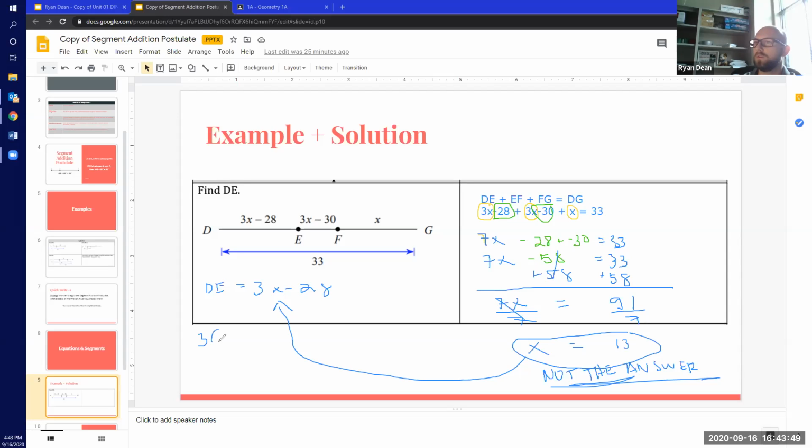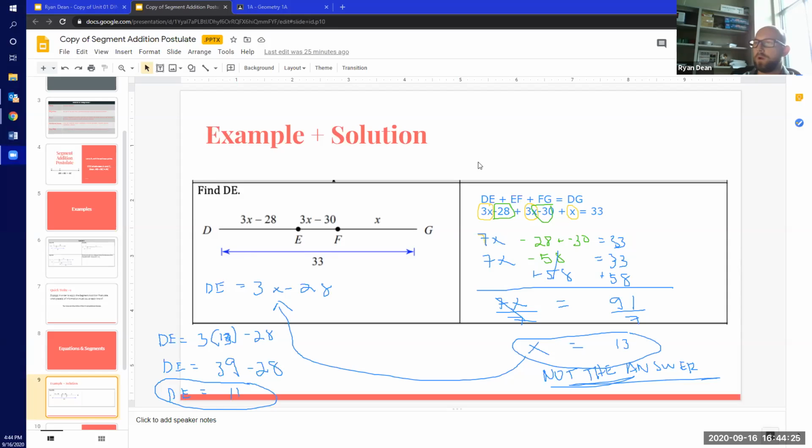So what I'm really doing is I'm doing 3 times 13 minus 28. And that's going to give me DE. So 3 times 13 is 39 minus 28. Gives me 11.